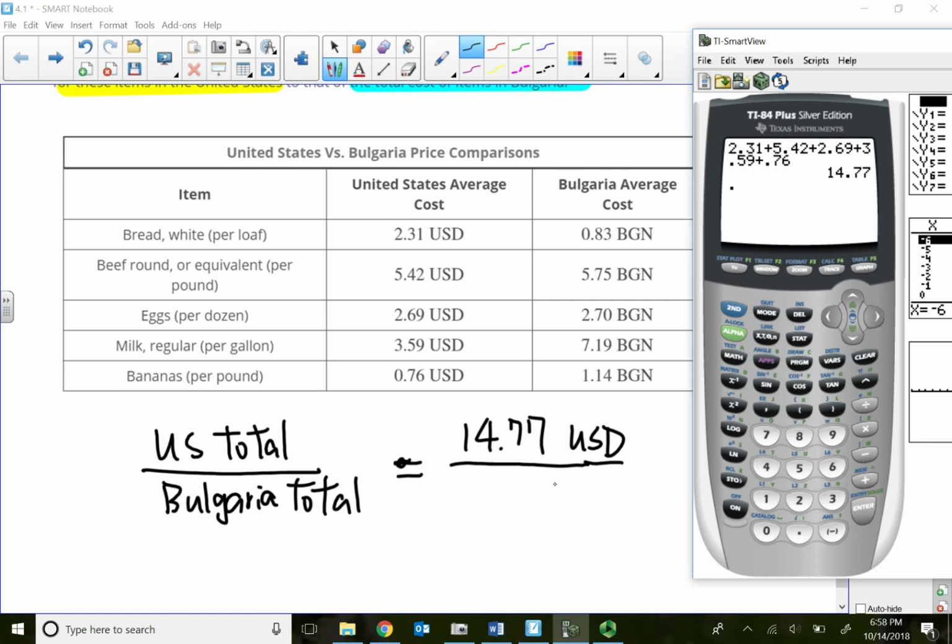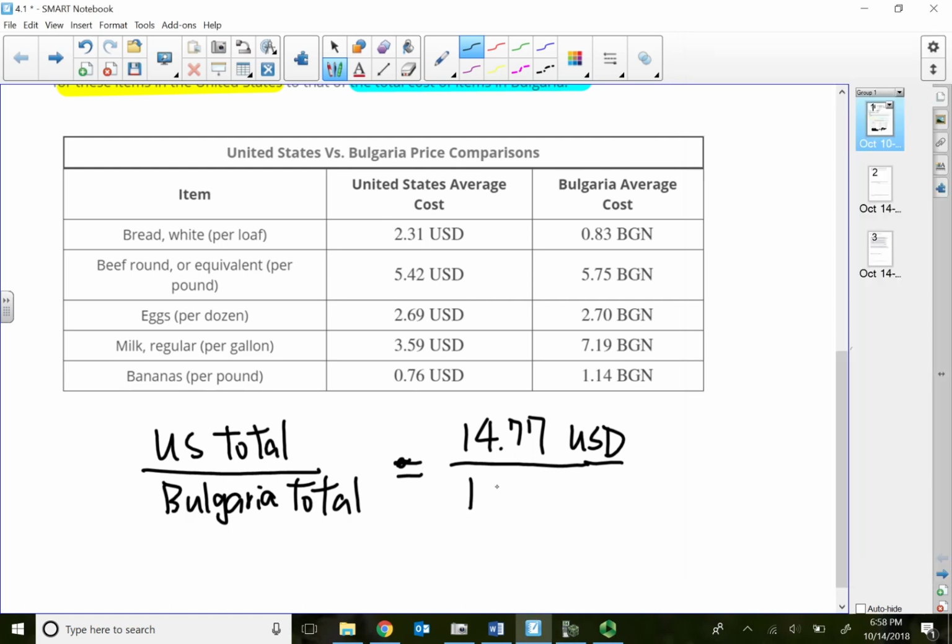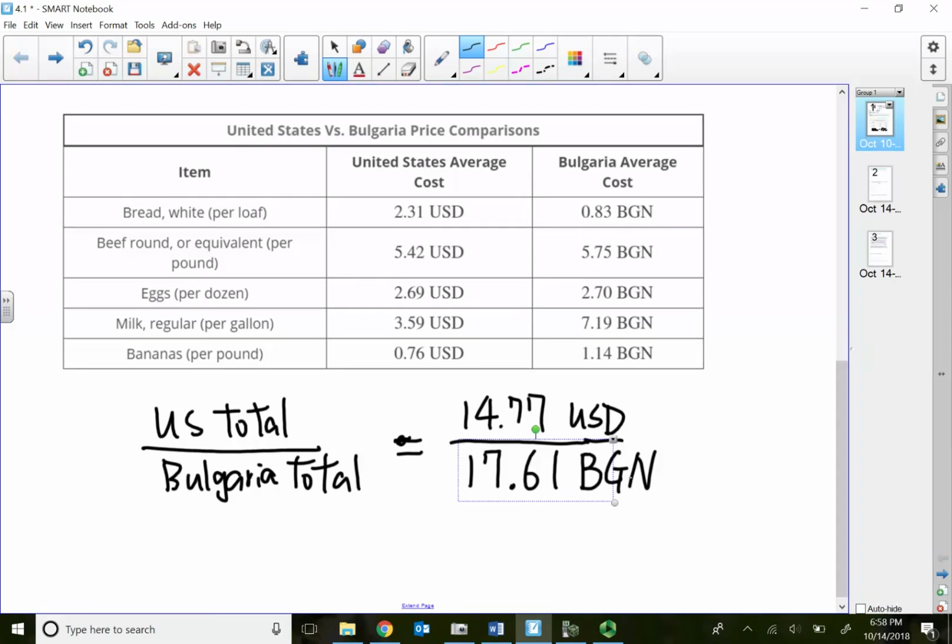Put the Bulgarian total down here in the bottom. That's 0.83 plus 5.75 plus 2.7 plus 7.19. Geez, milk is that expensive there. Plus 1.14. So that's 17.61 BGNs. Even though both answers represent money, we use slightly different units for money between the two countries, so that's why the textbook considers this a rate problem.